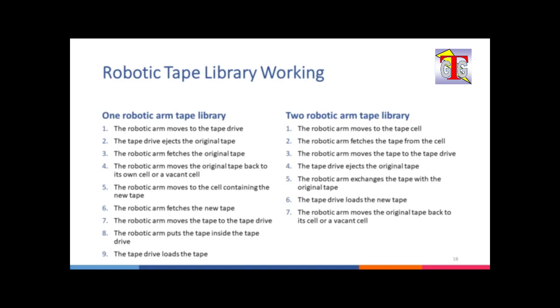If you compare these two methods, the tape library performs fewer steps when two robotic arms are available. In addition, the tape drive can start its next operation to reposition the tape after the new tape is loaded. The tape drive receives the new tape in fewer steps. Thus, the robotic tape library can exchange tapes more quickly.